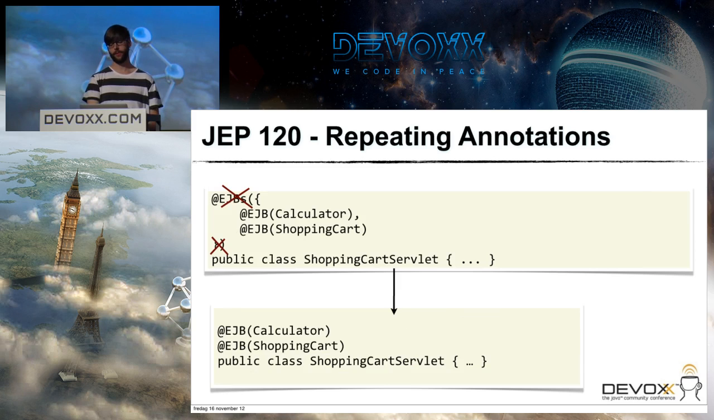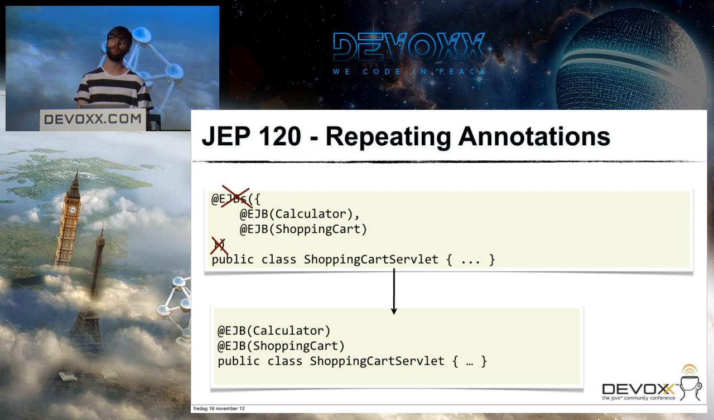So we want to allow you to write repeatable annotations, while acknowledging that there is a huge amount of code. There are many libraries that already take advantage of the existing idiom to do this. So we think it wouldn't be fair for us to just throw out all that code. That's not the way we work.